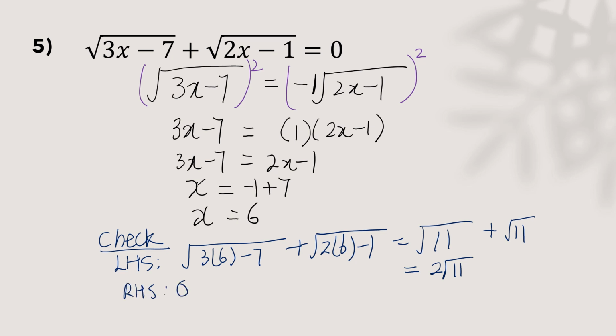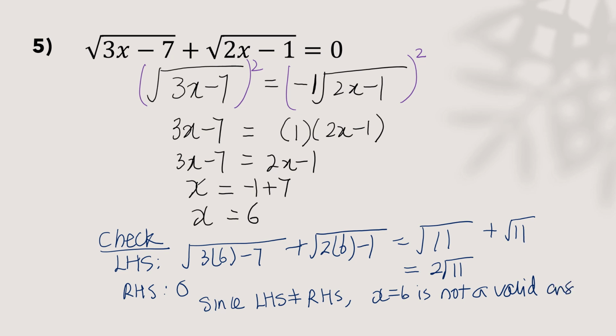So from here, we can conclude that the value that you get from the left hand side is 2 square root 11, right? And 2 square root 11 definitely is not equal to 0. So x equals 6 is not a valid answer. So hence, the equation that we're given has no solution.